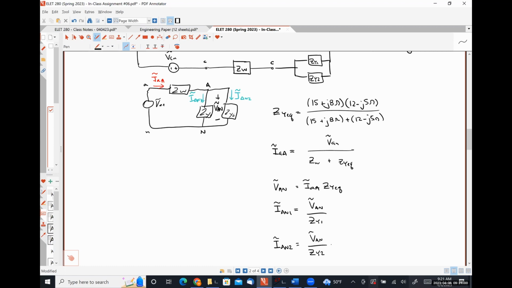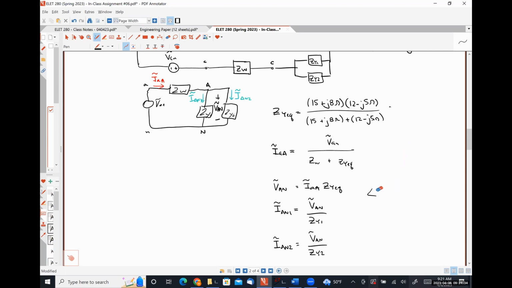but geez Louise, there's a lot of steps. Okay, nothing wrong with it, but let's talk about how we could do it a little bit differently. Okay? So to me, I solved for the quantity VAN using voltage division because I have two impedances in series once I have that equivalent impedance, right? So that would get us from here down to here without ever solving for the current, right?